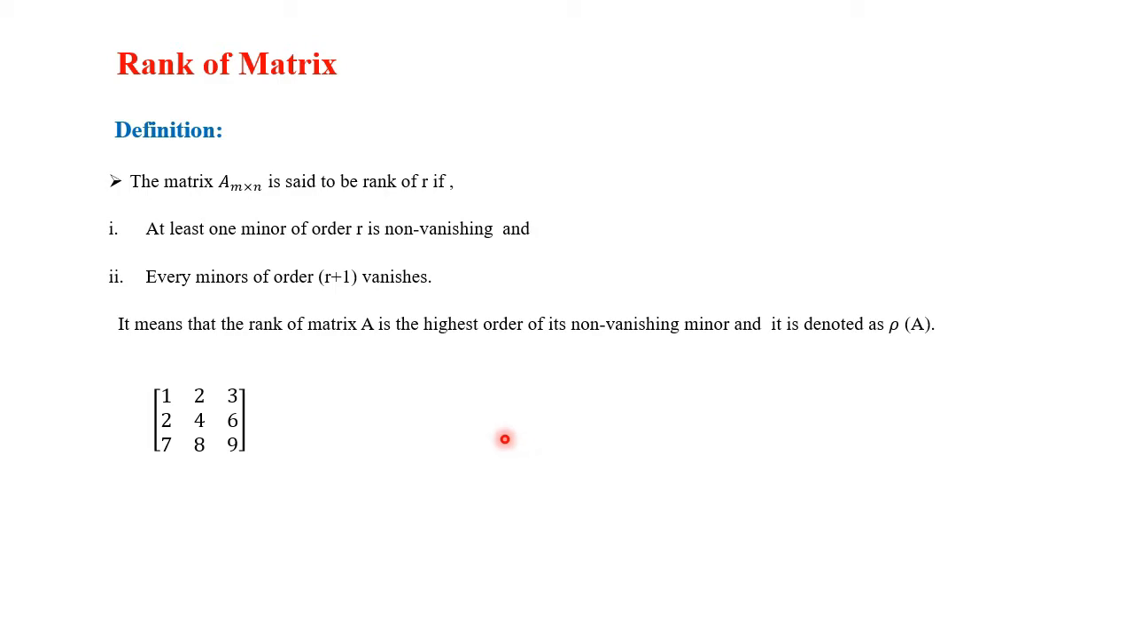Now we will consider a simple matrix of order 3 by 3 and we will find the rank of this matrix by using the definition. If the rank of matrix is R, then there are two conditions. First condition is at least one minor of order R is non-vanishing and every minor of order R plus 1 vanishes. So what is meant by minor? We already saw the definition of minor in our previous video. Now we will consider this matrix.